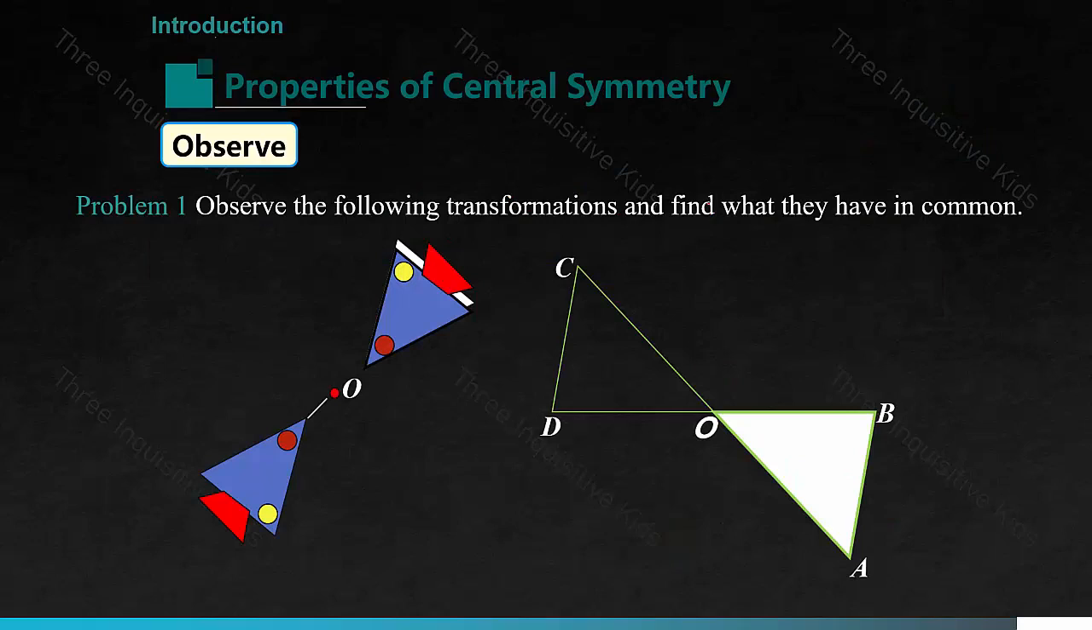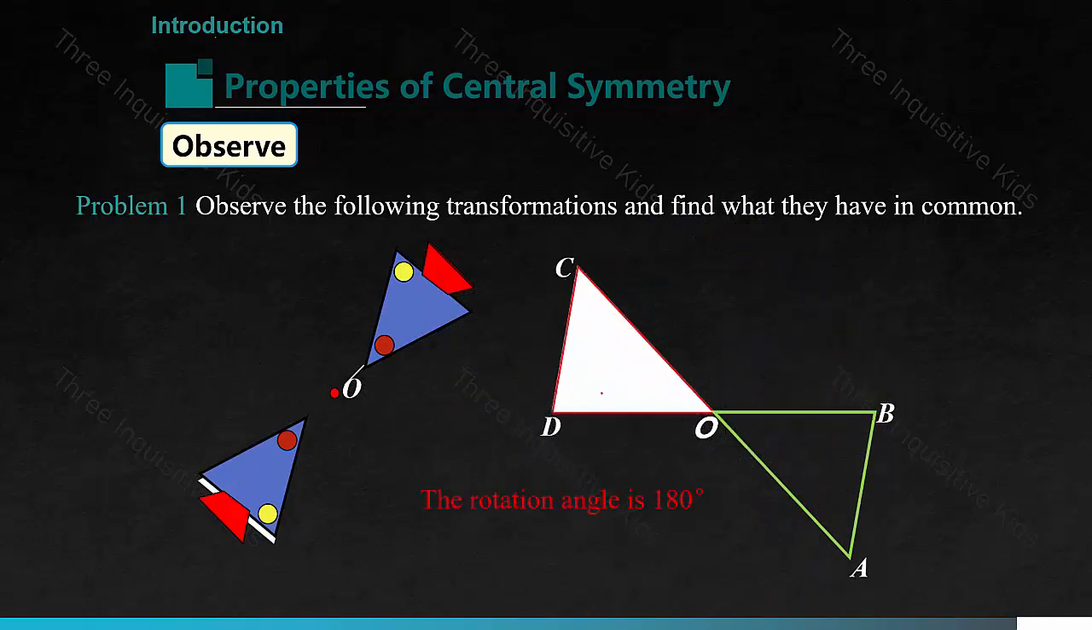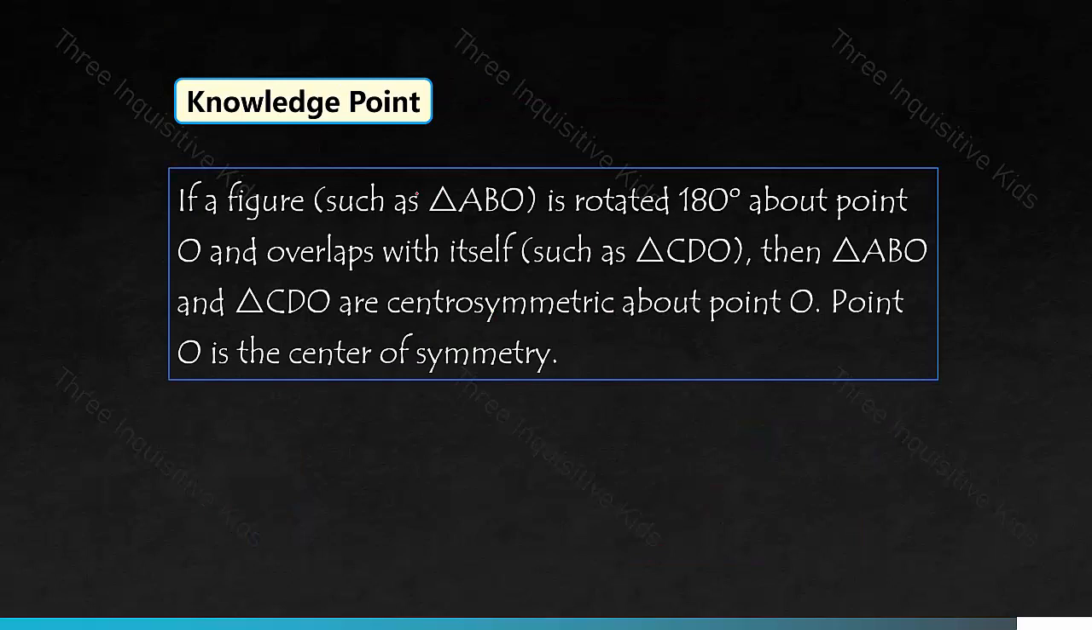Observe the following transformations and find what they have in common. We can see that the rotation angle was both 180 degrees, and the transformed figures overlap with the original figures. If a figure, such as triangle ABO in the previous slide, is rotated 180 degrees about point O and overlaps with itself, then triangle ABO and triangle CDO are central symmetric about point O. That's how you would say it in math. Point O is the center of symmetry for them.